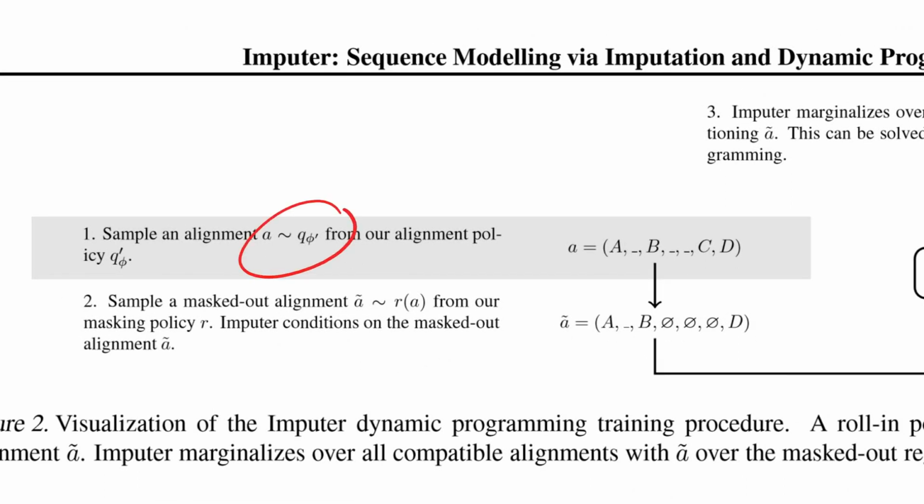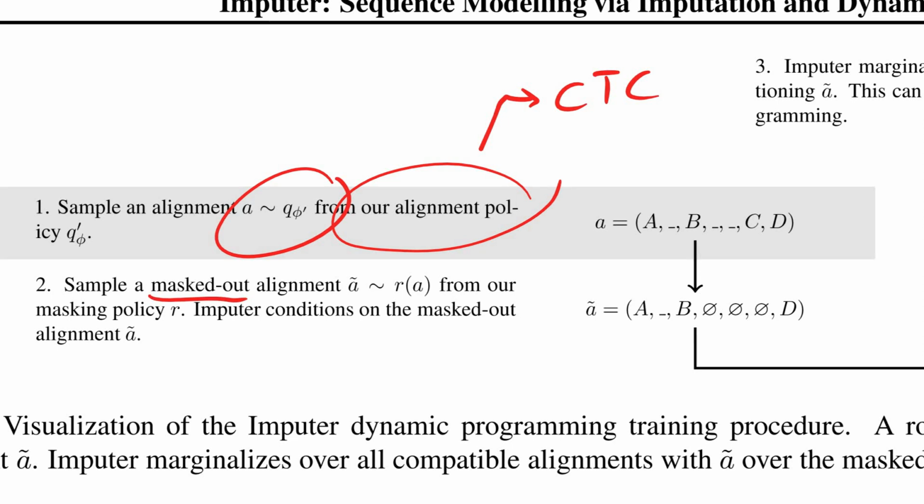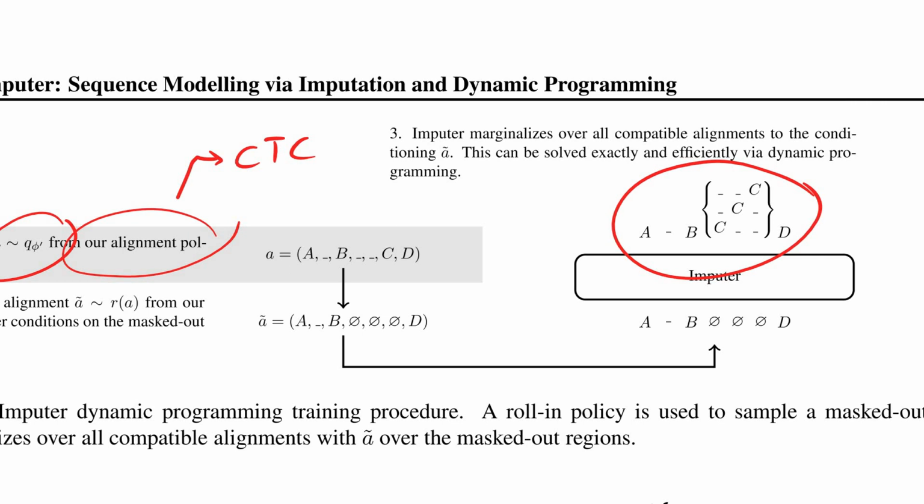And so this is how you train. You sample an alignment from the alignment policy. And this alignment policy is... I think they have some heuristics of how they construct the alignments during training, or you have experts actually giving you this alignment. I think they use, in the speech recognition, something like CTC to give you the alignments from the alignment policy. And then you have a masking policy. And I think they just do random masking, and then they use that for training, and then they marginalize over the alignments.